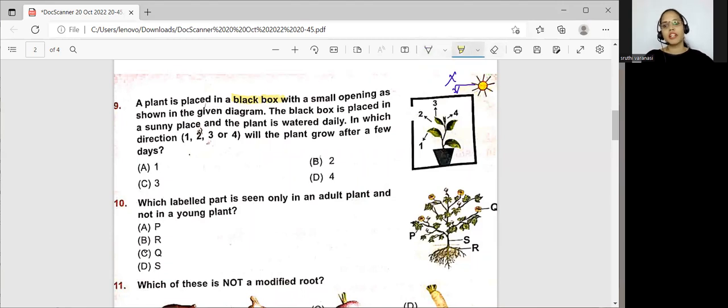So you have to understand that as the box is blocked from all the sides, the sun's rays will be received by the plant only through this opening. So therefore, the plant will grow only in the second direction. If you don't study the question properly, you will think the sun is here, so the plant will grow through 4. But that's not the answer because the black box will not allow the sunlight to pass directly. Okay, so therefore 2 is the correct answer.